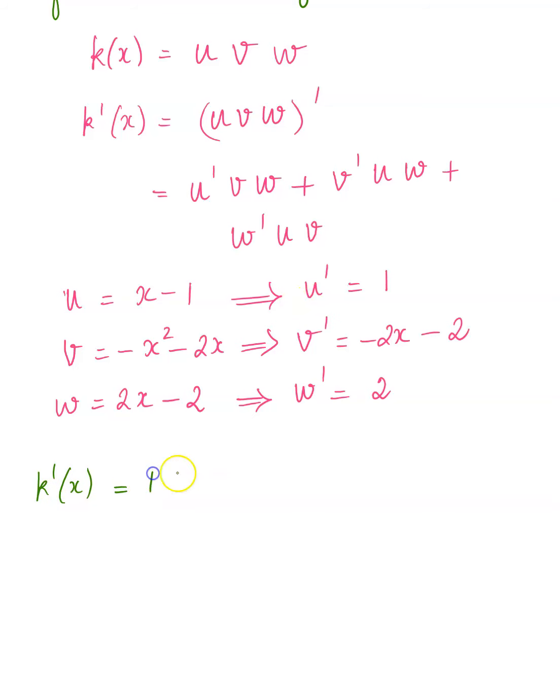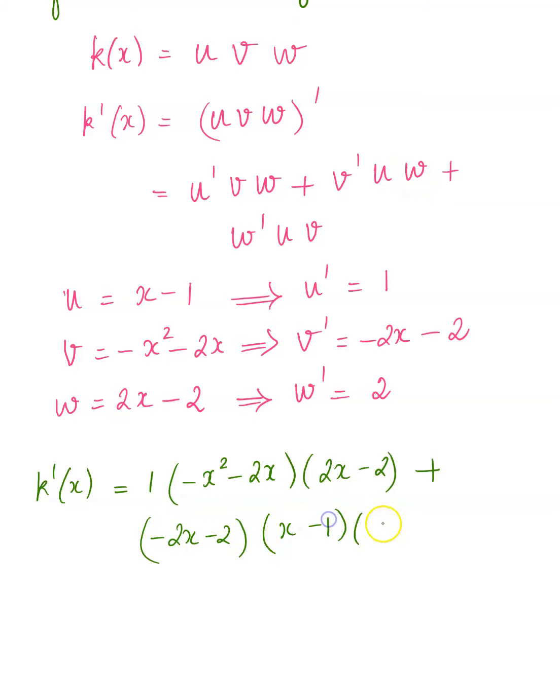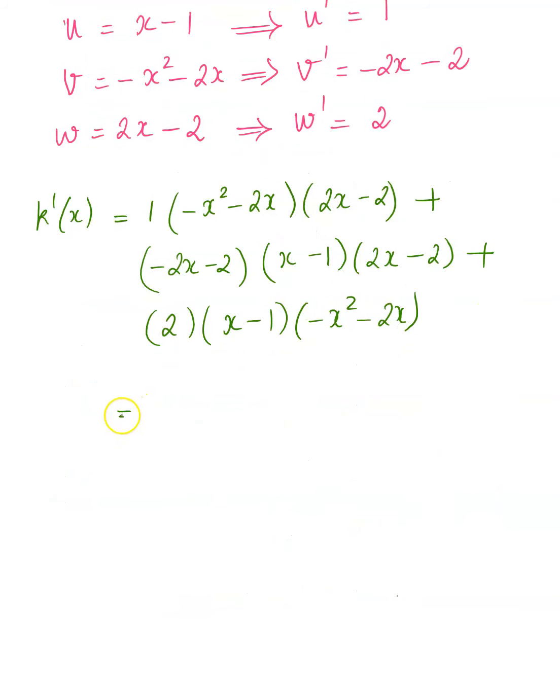So u prime, which is 1, times v times w, so negative x squared minus 2x times w, 2x minus 2, okay, plus v prime, that's negative 2x minus 2, times u times w. And the third one was w prime, which is 2, times u times v. I know it looks lengthy, but it's definitely manageable because it's algebra. You'll have to FOIL it.